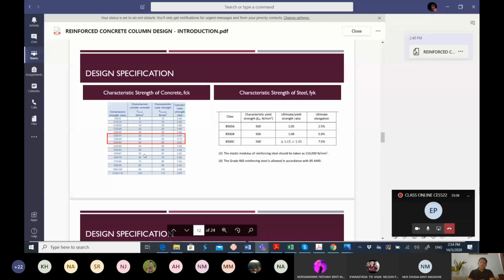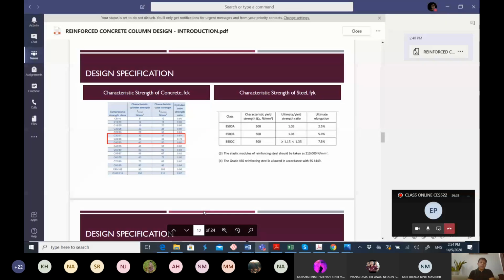Okay, so for the characteristic strength of steel, as usual, we use 500, but it's allowed to use 460. In Malaysia, 500 is still not available, therefore we use 460. So you have to be careful. If in your exam the grade given is 460, you have to use 460. Read the question carefully. Don't simply take the value 500 without reading the question carefully.